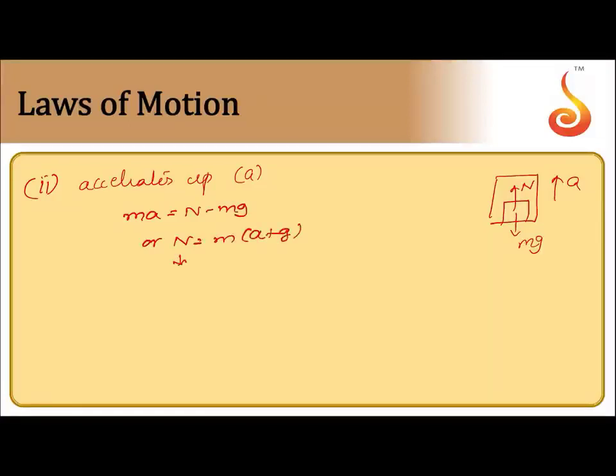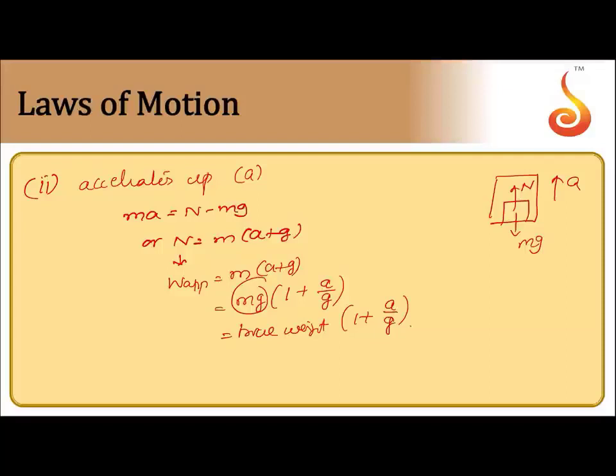But you know normal reaction is a measure of apparent weight. So I can write apparent weight is equal to m into (a plus g), or this can be written like this: mg into, what is it going to be? It is going to be 1 plus a divided by g. But you know mg is its true weight, so I can write true weight or actual weight into (1 plus a divided by g) is its apparent weight. Do you notice that the apparent weight in this case is greater than the true weight or actual weight? Yes. So if the lift is accelerating up, then the true weight and apparent weight are not equal to each other. Apparent weight is more than true weight.